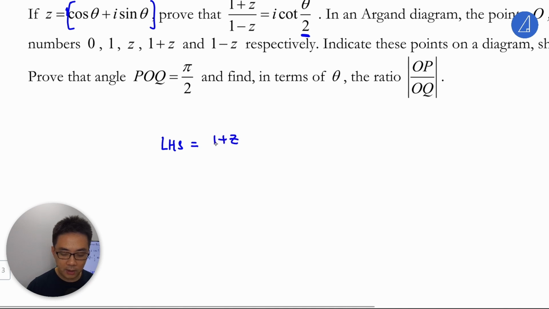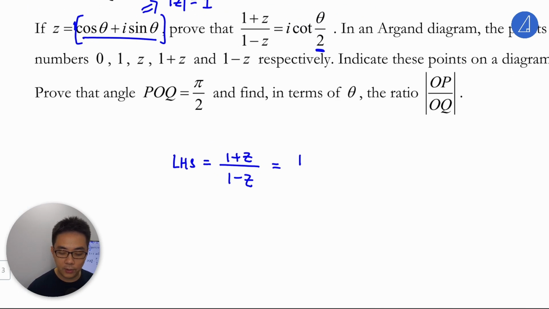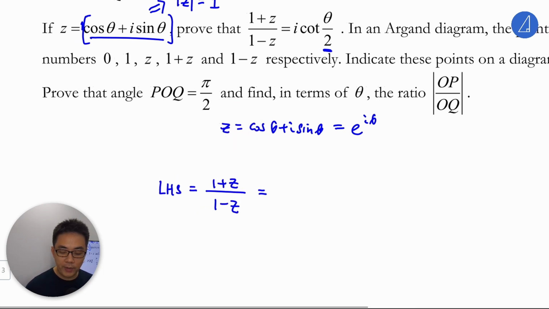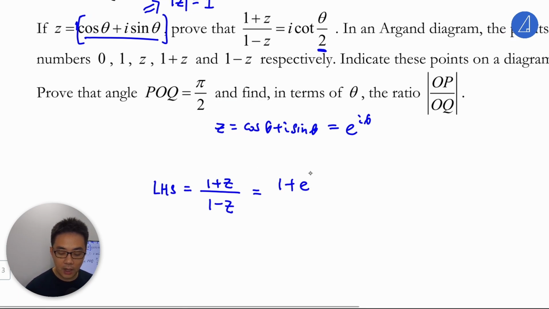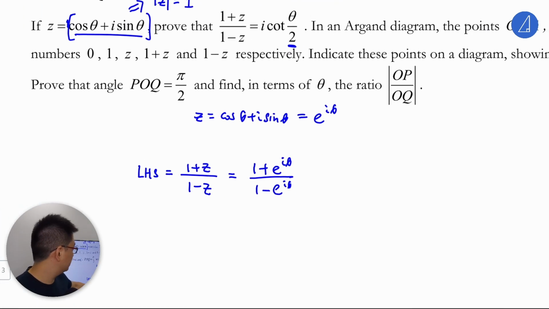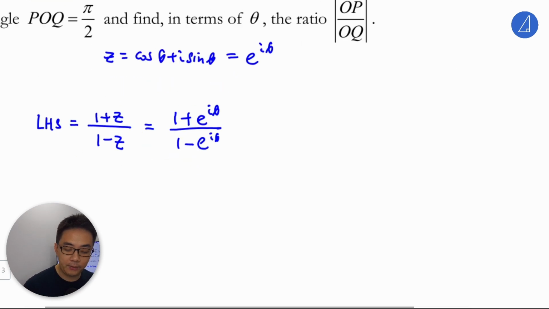1 plus z over 1 minus z. What's the easiest way to do it? Don't use trigo ratio to solve it. You will take a long while. So you know that if z is equal to cosine theta plus i sine theta, this is just Euler's identity. So it's e^(i theta). Okay, so that's the first thing. So manipulate it using exponential form. Okay, that is the exponential form. Manipulating it should be quite okay.